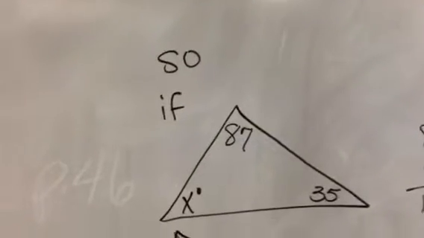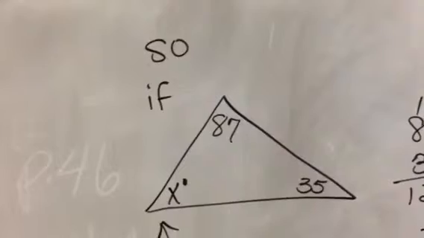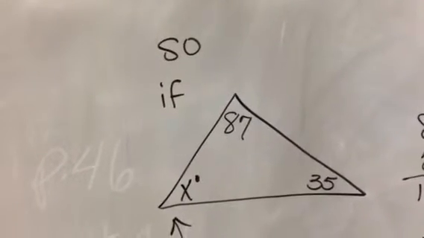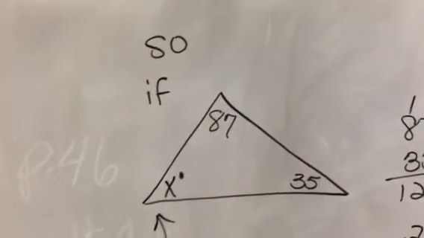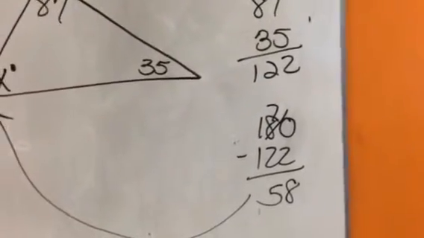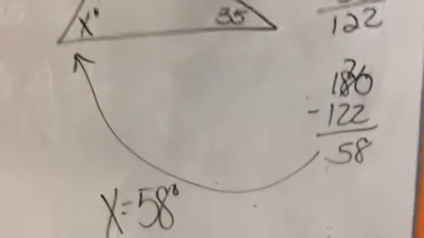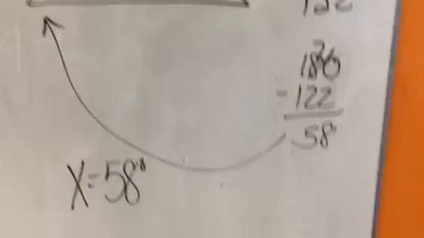So if you were given this problem, one angle was 87, the other angle is 35, and you have to find x. What you want to do is add 87 and 35. Then you're going to subtract that answer from 180, and you're going to get 58, and so x equals 58. Okay? All right.